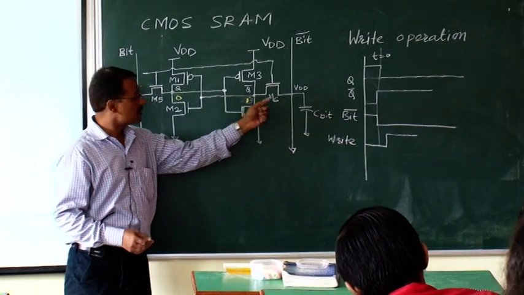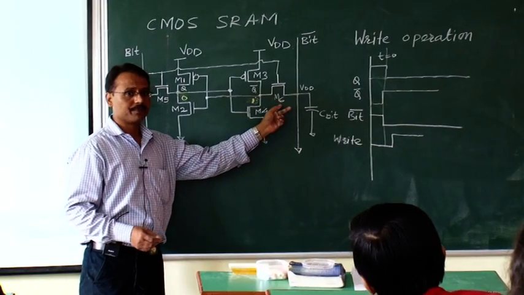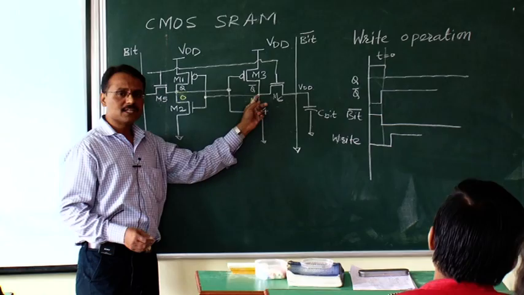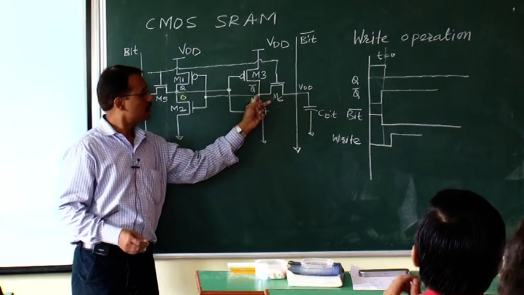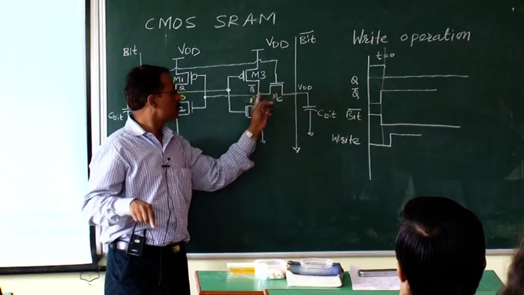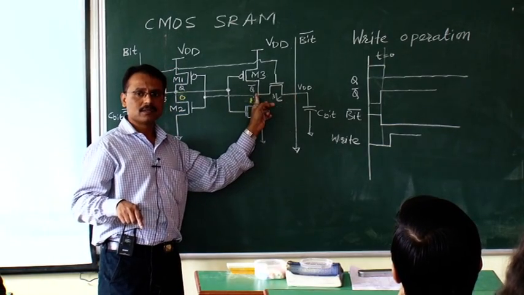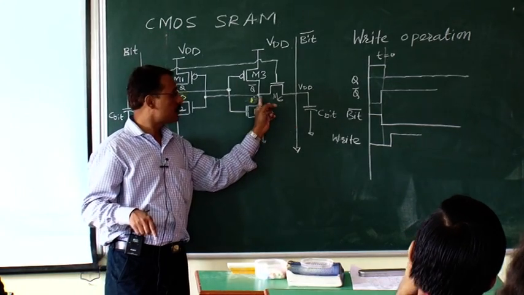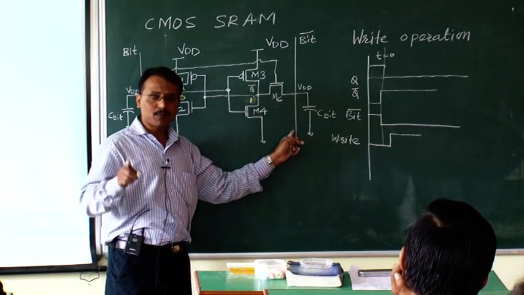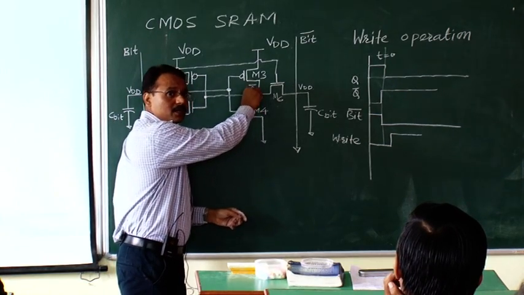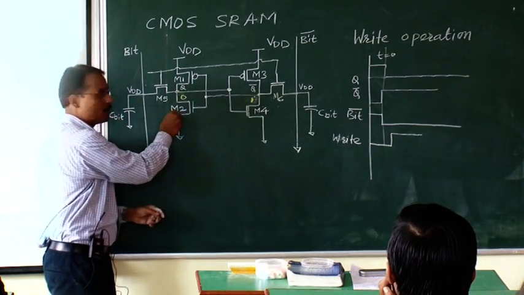So when M6 is turned on, what happens? You tell me. When M6 is turned on, the voltage at this point is VDD or logic 1. Now this point is forcefully brought to 0. So therefore this node will start discharging. As this voltage starts discharging, at one point the voltage of this node becomes less than the threshold voltage of M2.